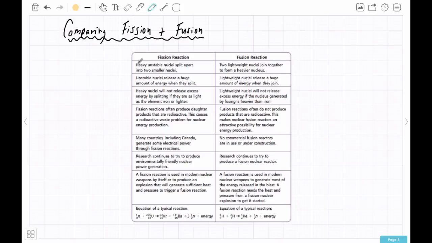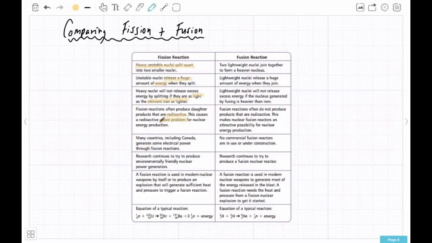Nuclear fission reactions are when we have heavy and unstable nuclei split apart into two smaller nuclei. These unstable nuclei release a huge amount of energy when they split. The heavy nuclei will not release excess energy by splitting if they are as light as the element iron or lighter. Fission reactions often produce daughter products that are radioactive. This causes a radioactive waste problem for nuclear energy production, such as where do we store it and for how long.